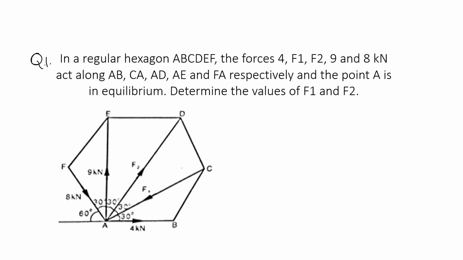ആദ്യം തന്നെ, in a regular hexagon ABCDEF, the forces 4, F1, F2, 9 and 8 kN act along AB, CA, AD, AE and FA respectively and the point A is in equilibrium. Determine the values of F1 and F2.